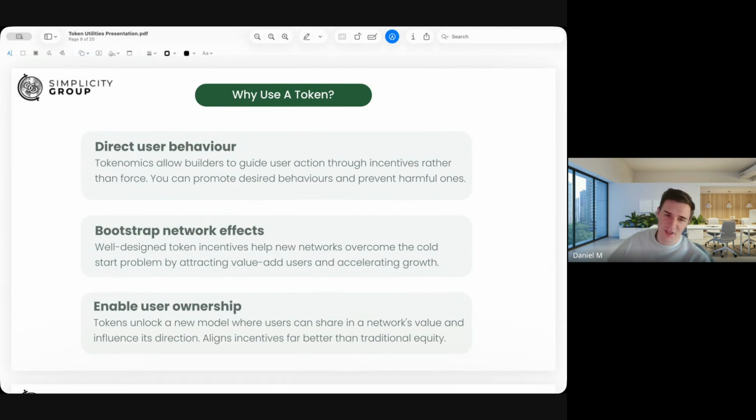Then we have actually enabling user ownership. So again, tokens unlock a new model. We're seeing the rise of revenue sharing tokens. Meteora sort of gained a lot of traction in Solana as well with user ownership. And we're almost seeing a convergence between equity and tokens, and utility tokens, security tokens always existed. And that convergence is sort of driving the need for a token.